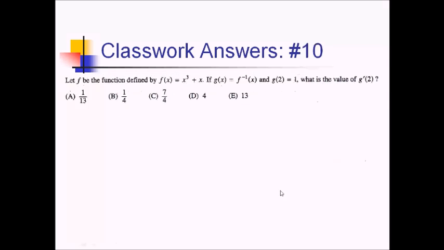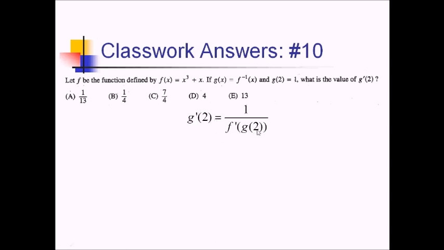On this problem, f of x is x cubed plus x. g is the inverse of f, and g of 2 is 1. Based off of this, we want the value of g prime of 2. Since I'm taking the derivative of an inverse, let me use my inverse derivative formula. This is going to be 1 over f prime of g of 2.